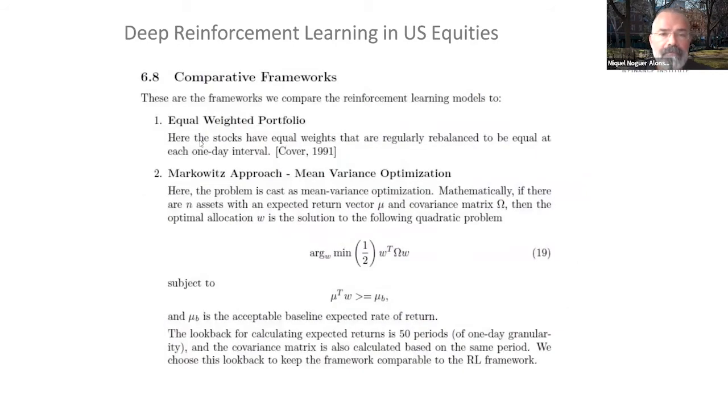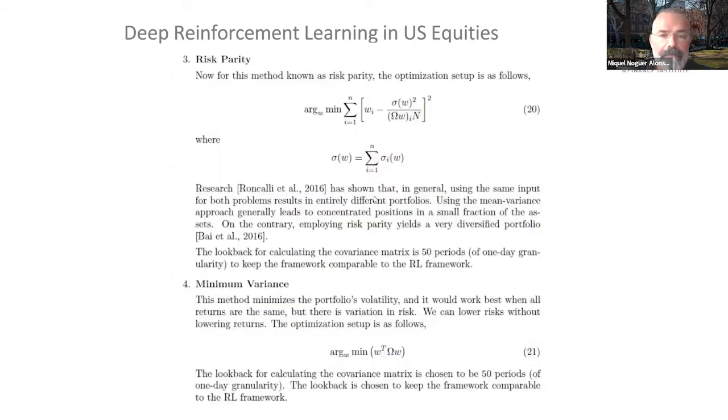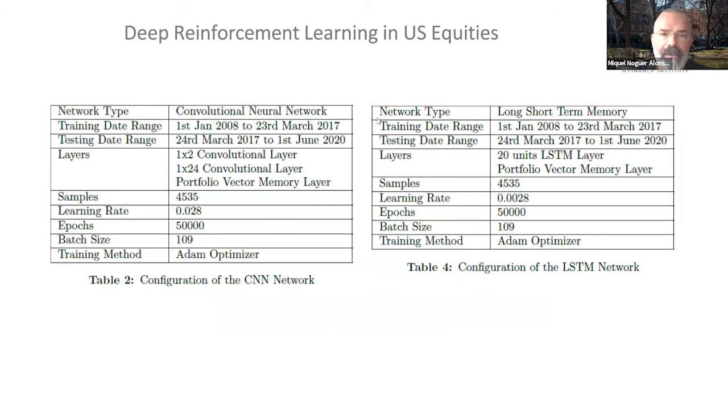Then we're going to compare the reinforcement learning agent that I'll show in a second with the usual approaches: the equal weighted portfolio, the Markowitz mean variance optimization, risk parity and minimum variance. We could have chosen others too, but I think these are the most standard approaches. So what are the neural networks being used? We've used convolutional neural networks. The training date range is 1st January 2008 to 23rd March 2017, and the testing date range is 24th March 2017 to the 1st June 2020. So we show results including the pandemic, so to speak.